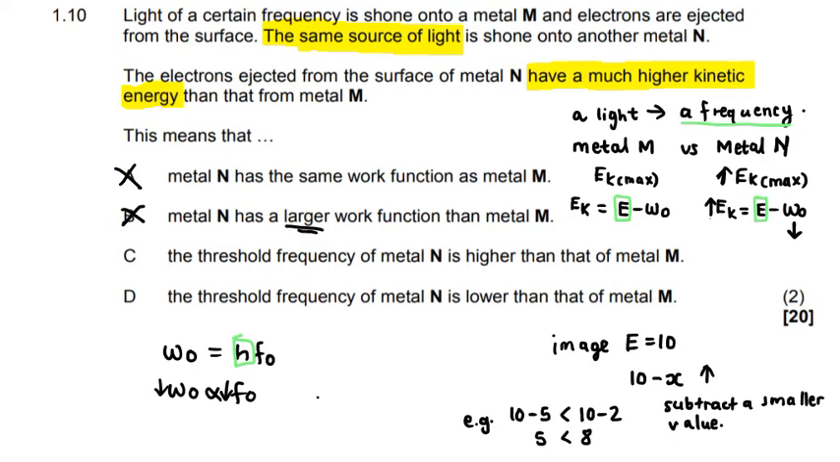Okay, so let's see again. It says the threshold frequency of metal N is higher. No, higher is not to decrease, so that's wrong. The threshold frequency of metal N is lower. Perfect. So lower means decrease, and that's exactly what must happen. So our answer here is D.